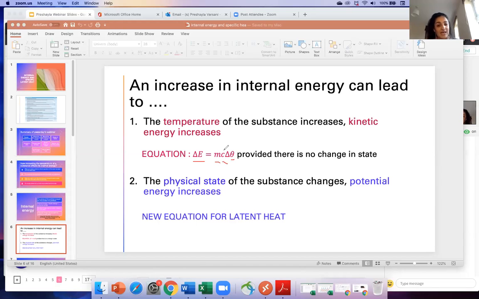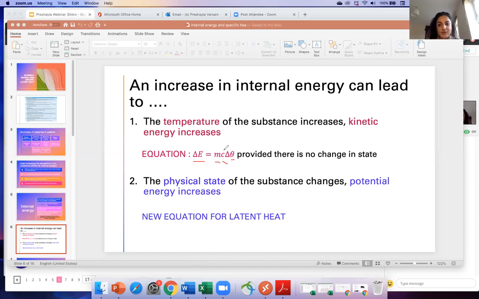The first process is that the temperature of the substance increases, and therefore we use E equals mc delta theta. The other process now is that the physical state changes. The physical state of our substance changes. So it either goes from solid to liquid, or liquid to gas, or gas to liquid, liquid to solid. Okay, so any physical change in state uses this new equation.